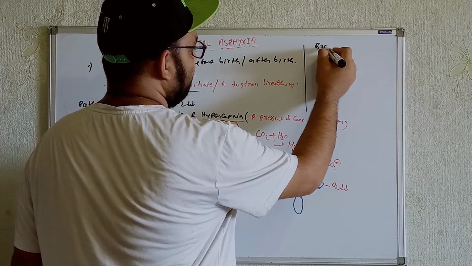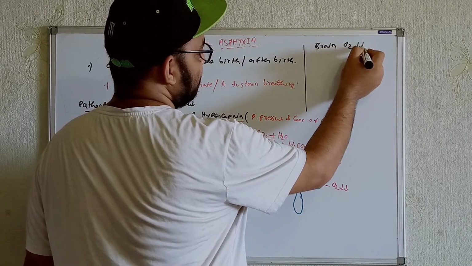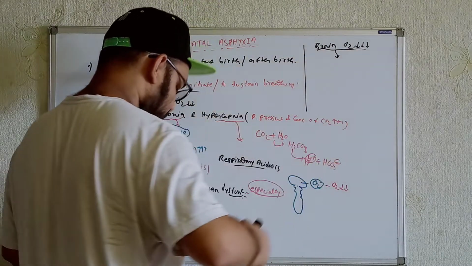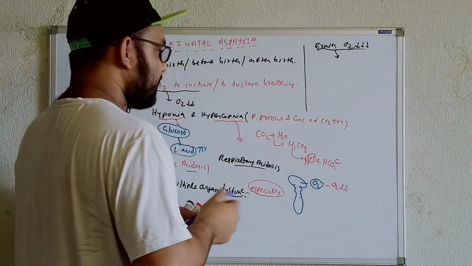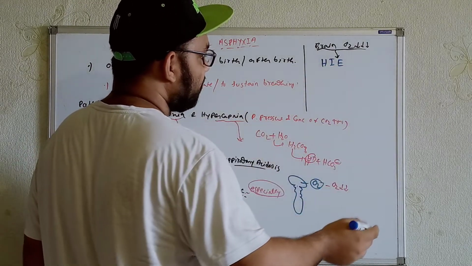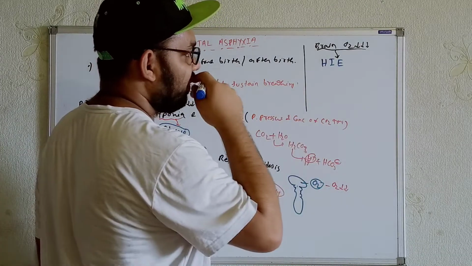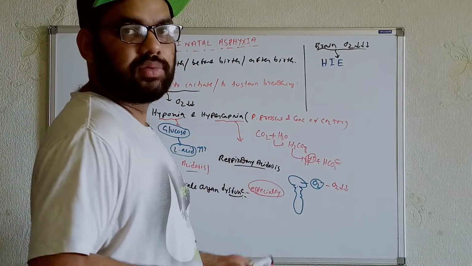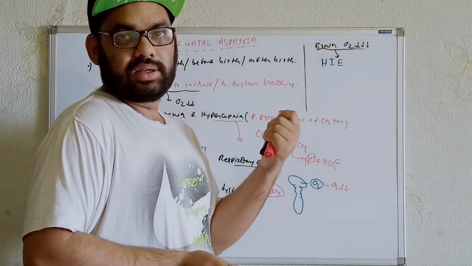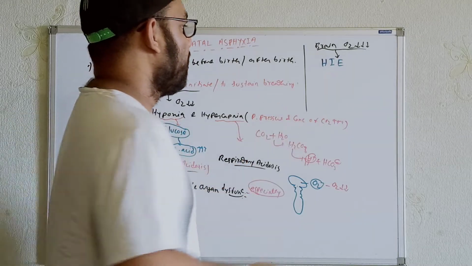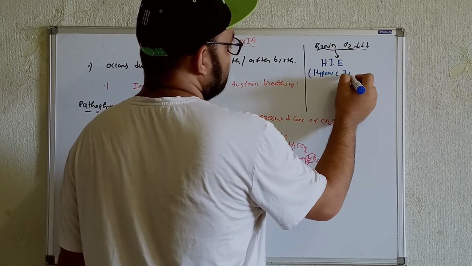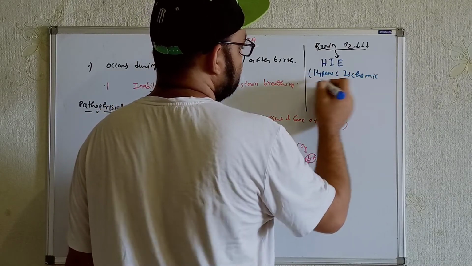So whenever at the brain level the oxygen is severely decreased, there will be development of hypoxic ischemic encephalopathy. So whenever the supply of oxygen within the brain is severely decreased, that will lead to the formation of hypoxic ischemic encephalopathy. Okay, so let's write it over here: hypoxic ischemic encephalopathy.